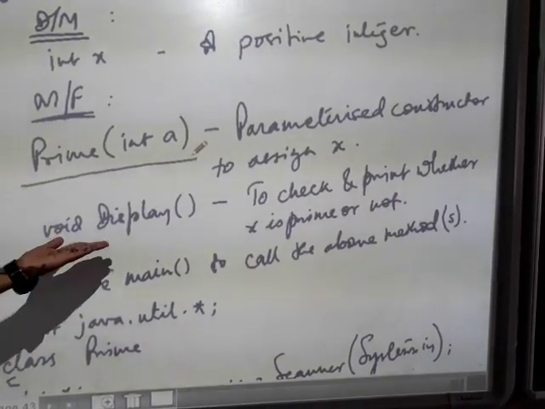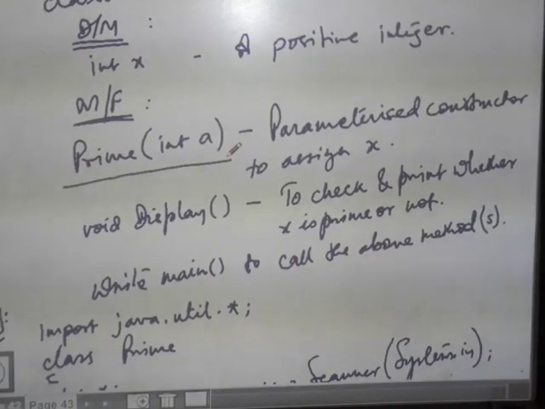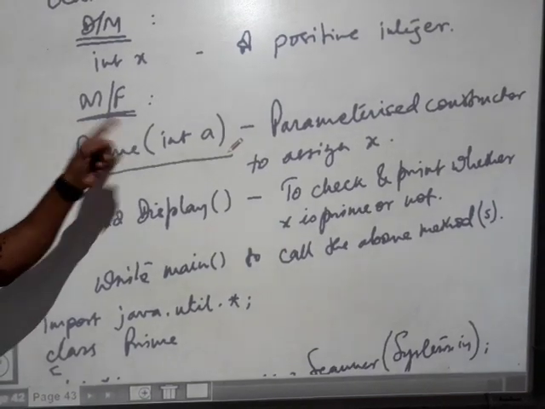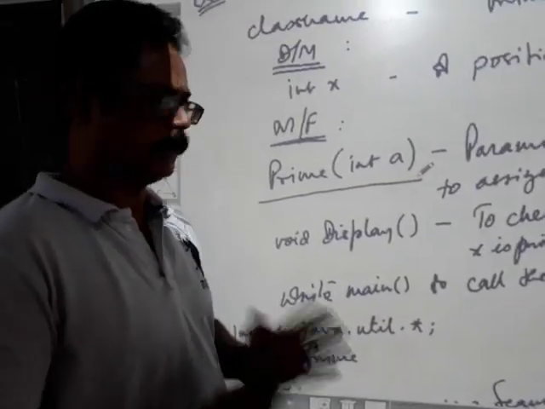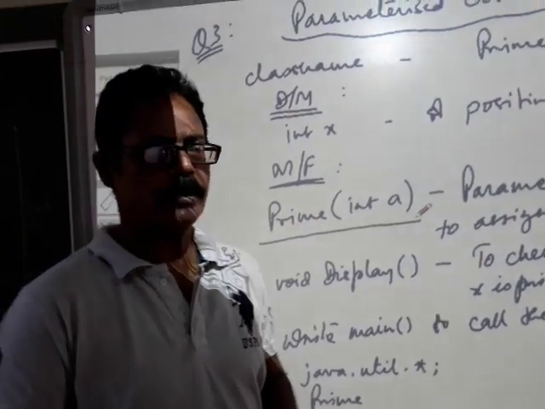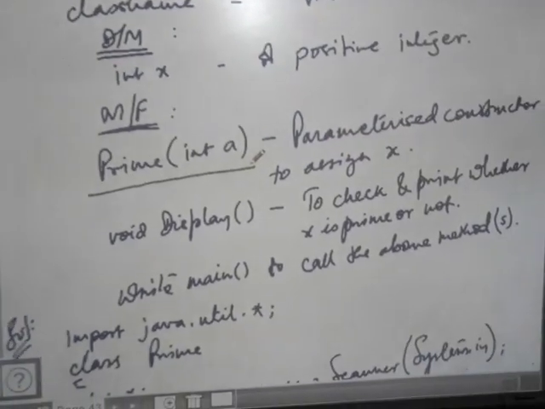So the display function will perform as it is, and then write a main method to call the above methods. Here the parameterized constructor has to be invoked. Please remember, the non-parameterized constructor is never invoked. It is the parameterized constructor that is invoked implicitly. Okay. So let's see the solution in this case.